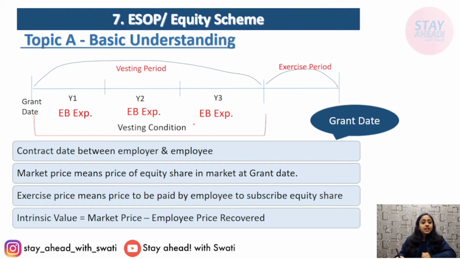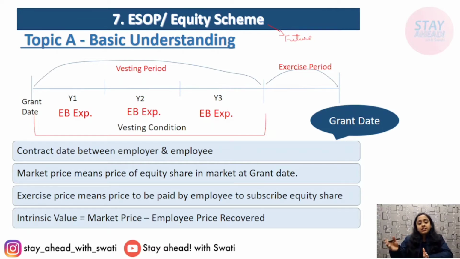Now comes ESOP, that is for future. When there is future performance, either you issue ESOP, that is Employee Stock Option Plan, or you issue an equity scheme. Firstly, there are two terms. There is a vesting period in which conditions are being met. For example, there can be any condition: performance condition, market price condition, turnover condition, service-based condition. The period during which the conditions are being met is known as the vesting period, whereas as soon as the conditions are met, the date after that is known as the vesting date.